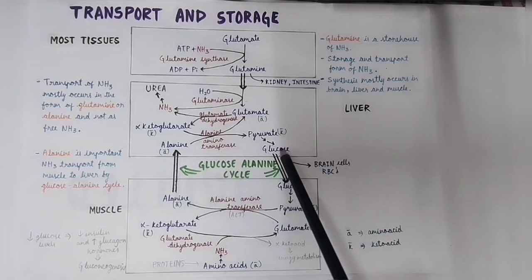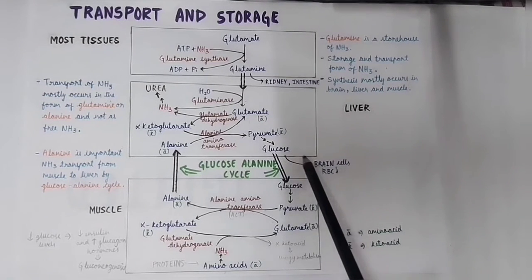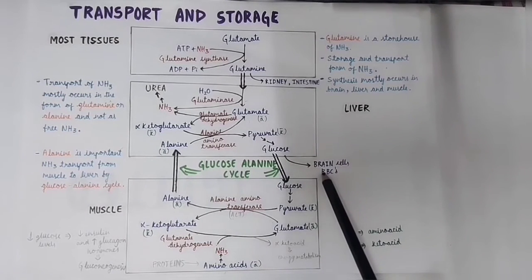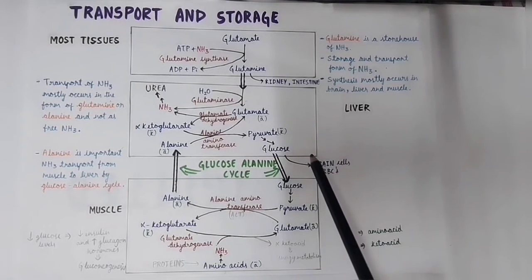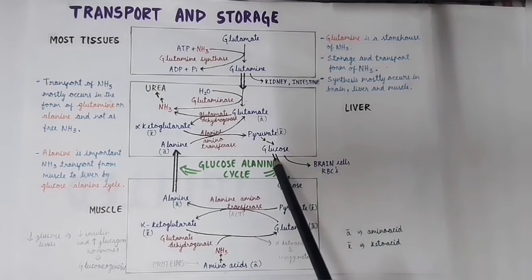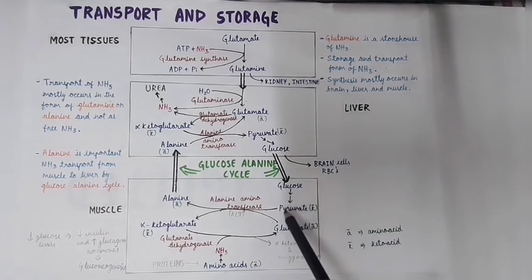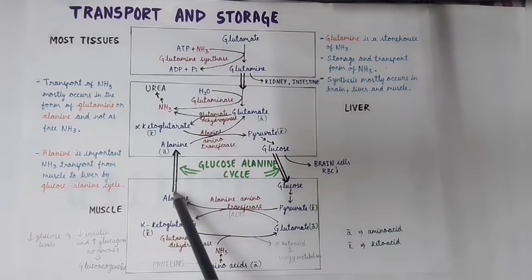This glucose is released into the blood, which is transported to the brain cells, neurons, and to the RBCs primarily because they need it the most, and some amount is taken up by the skeletal muscle and undergoes glycolysis to form pyruvate, and this pyruvate will further undergo a transamination reaction and form the glucose-alanine cycle.